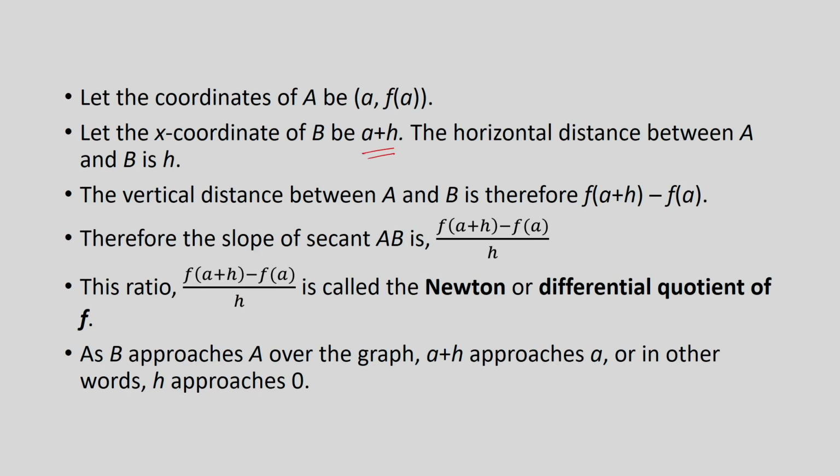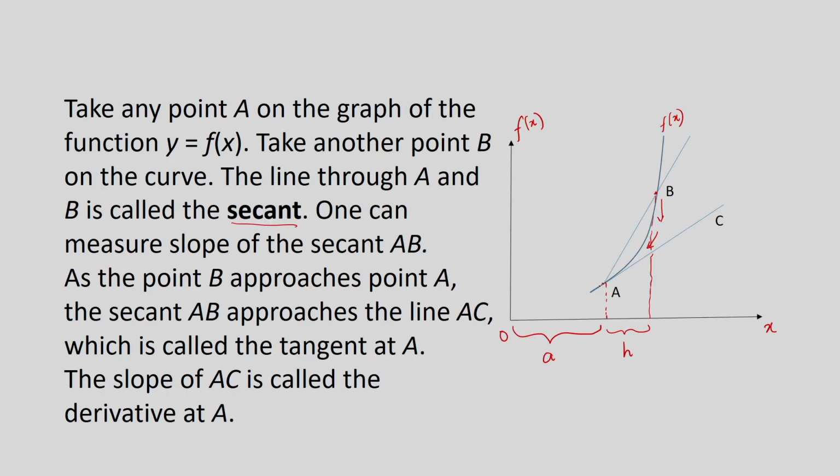Now, what is the vertical distance between A and B? It is given by f(a plus h) minus f(a). So, in terms of this diagram, this is f(a plus h) minus f(a). Okay.